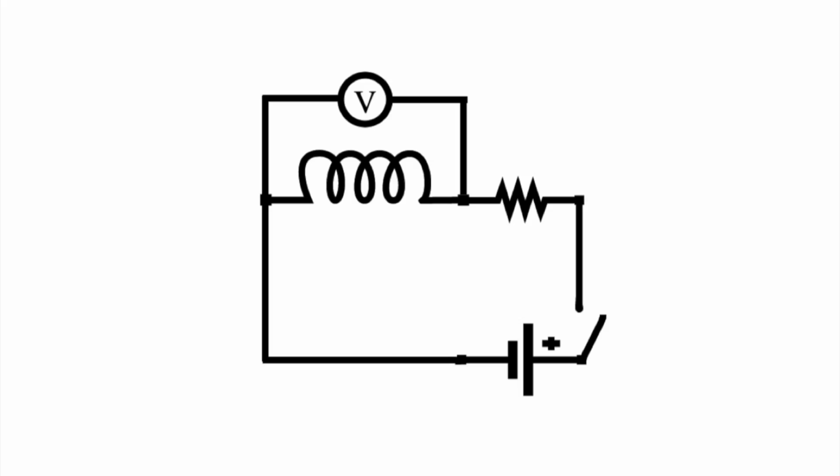Let's go over the materials necessary for this lab. You will need a battery, a switch, a rheostat, a voltmeter, and magnetic loops of wire, or coils, and a magnet. If you do not understand how to set up your circuit, please visit the video on series and parallel circuits.